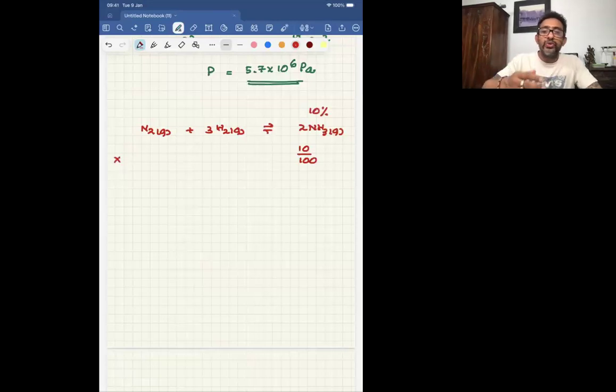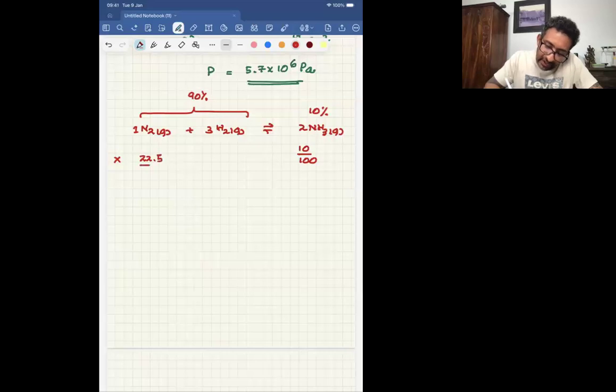Number of moles is proportional to the molar fraction, right? So if this is 10%, that means the remaining amount is 90%. The remaining nitrogen and hydrogen is 90%. 90% is divided in 1 to 3 ratio, because you start with 1 to 3 ratio, right? So 90 divided by 4 is 22.5. This is 22.5 out of 100. Multiplied by 3, 67.5 out of 100.